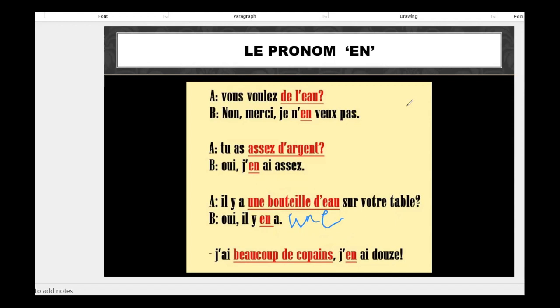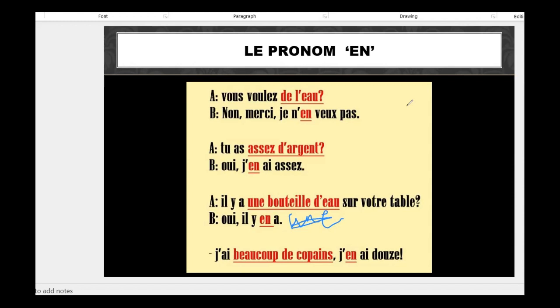So in this case, if the question was il y a 3 bouteilles sur votre table, then would it still be oui, il y en a? Il y en a. Would that still be a valid answer? Right. Oui. That will be a valid answer because you are acknowledging or confirming the same thing. Okay. Oui, il y en a.